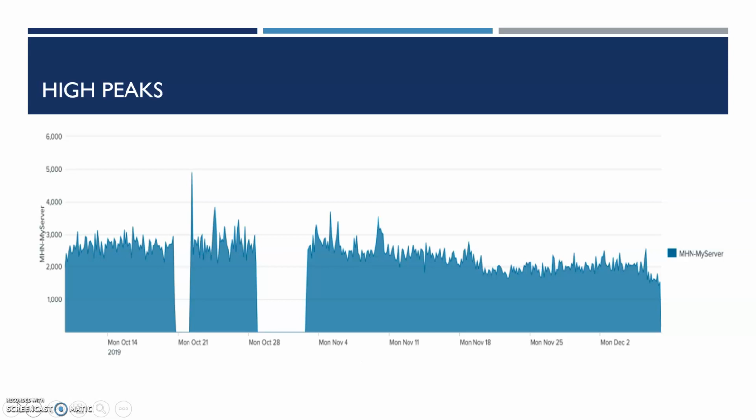And as you can see, on average, I was getting around 2,150 attacks per day. But you might notice we have a few high peaks here. These peaks are caused by IP addresses. There are four different IP addresses that caused these peaks.